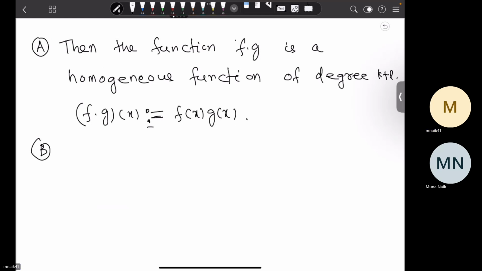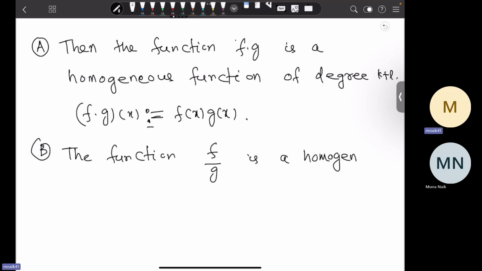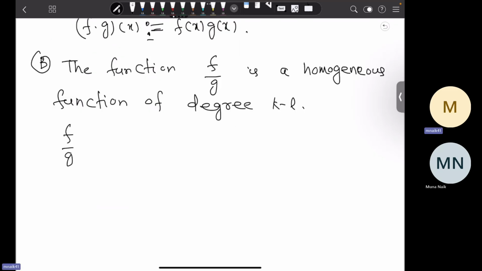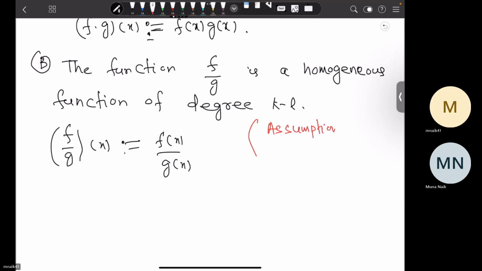The second thing is the function f by g is a homogeneous function of degree k minus l. What is the definition of f by g? f by g of x is by definition fx by gx. Of course, we have to assume first that the function g is not equal to 0 for every x belonging to V minus 0.